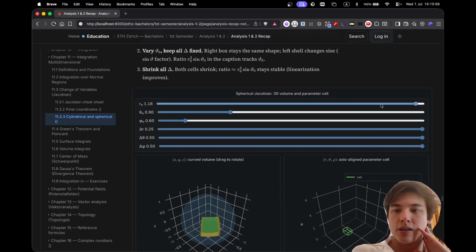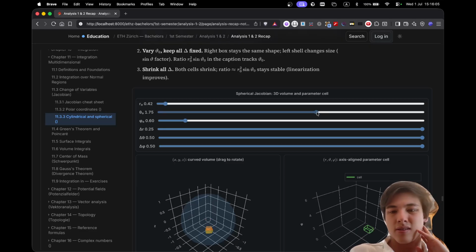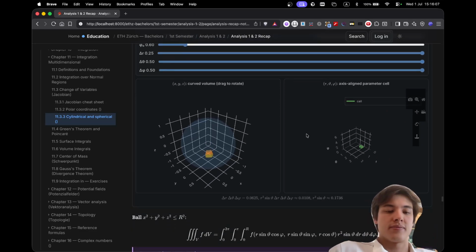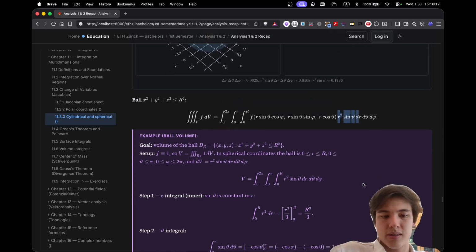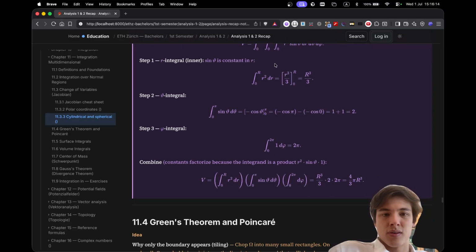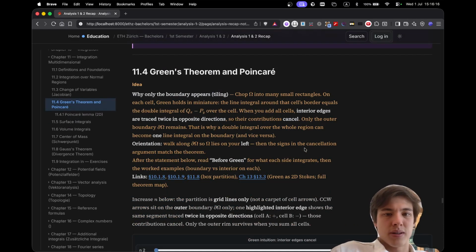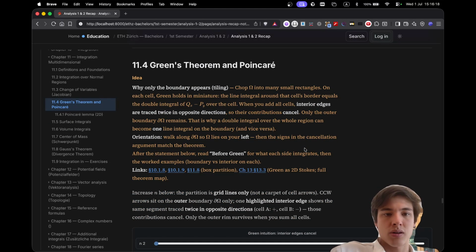And here we just see it always stays the same, it just translates in the x, y, z space. So we do this. Want some more examples? I'll skip it. Green's theorem and Poincaré.